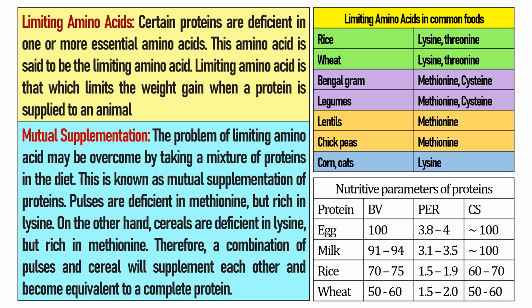This is known as mutual supplementation of proteins. Pulses are deficient in methionine, but rich in lysine. On the other hand, cereals are deficient in lysine, but rich in methionine. Therefore, a combination of pulses and cereal will supplement each other and become equivalent to a complete protein.